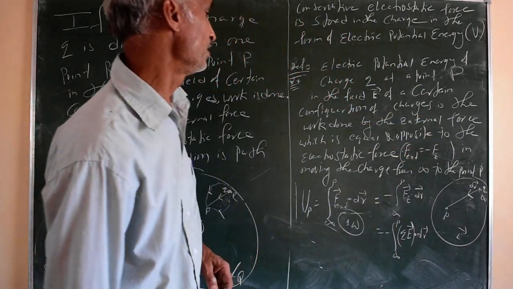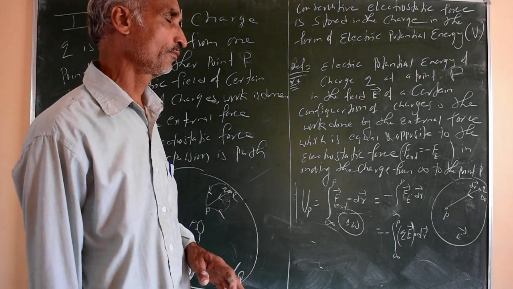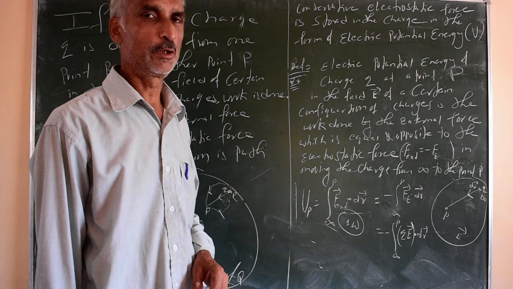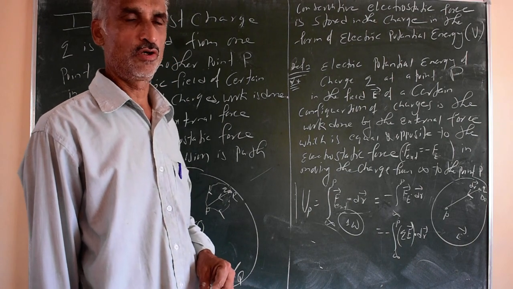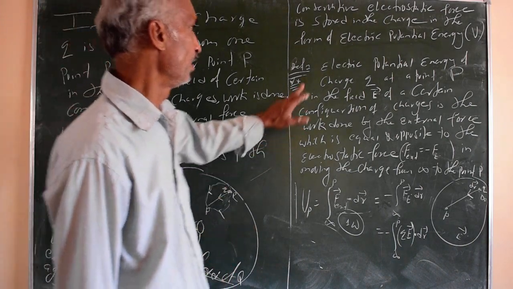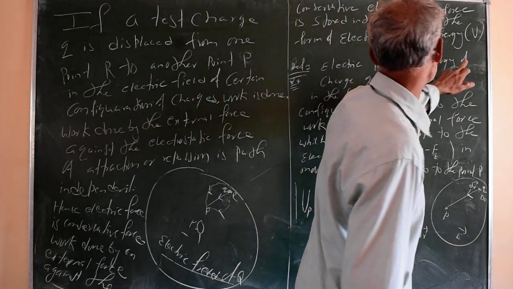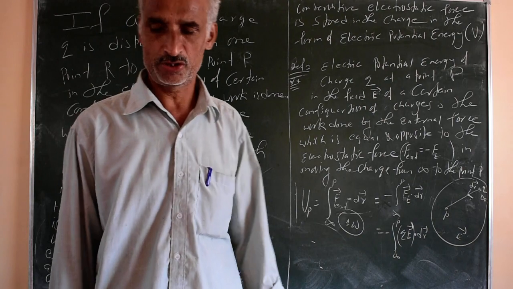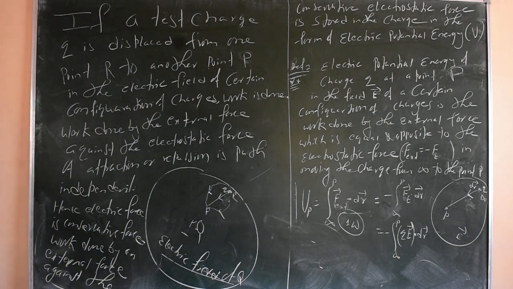So this is the definition of what? Electric potential energy of a charge at the point P in the field of a certain charge configuration. I will repeat the definition, electric potential energy of charge, because this definition is used to derive a derivation later on.